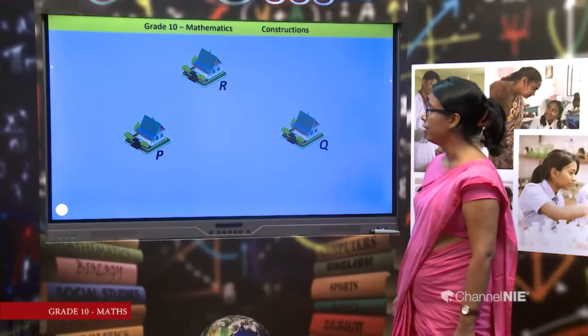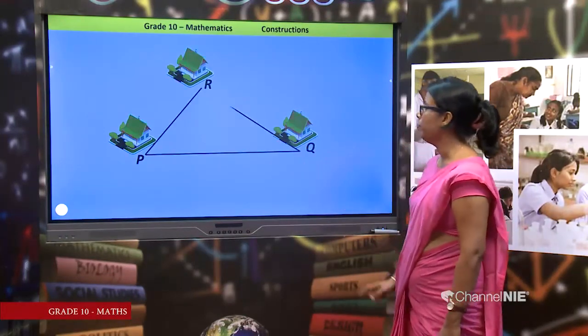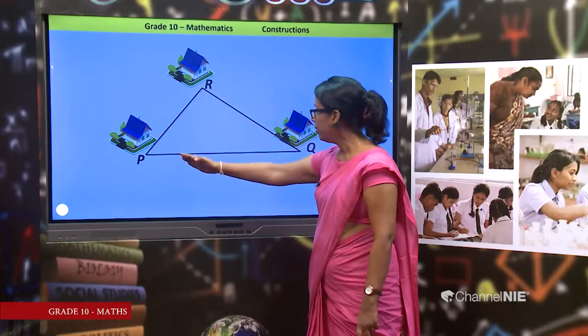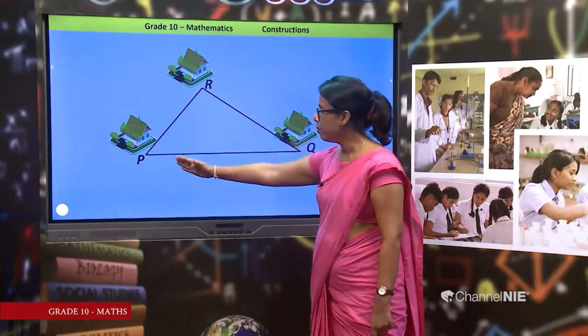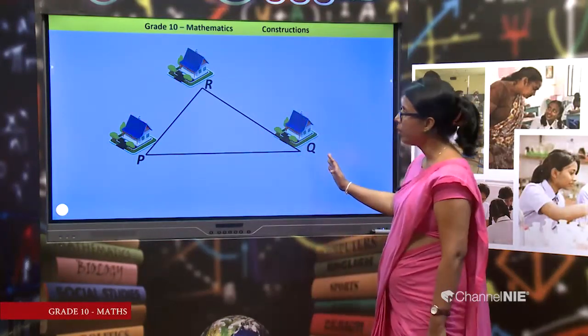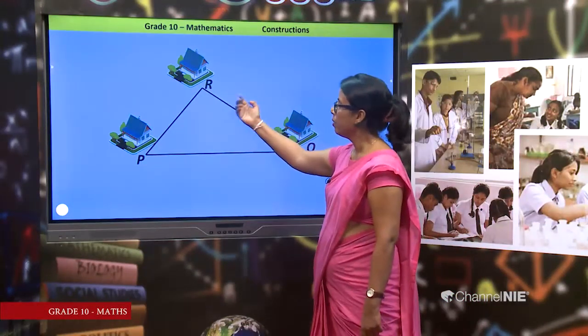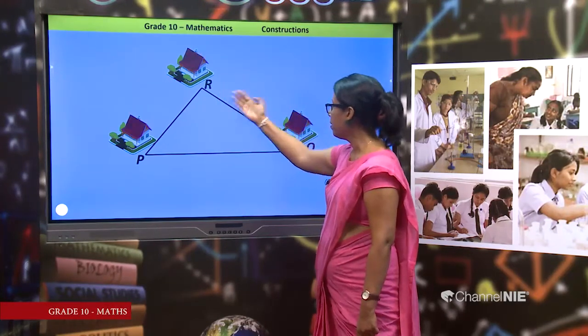Let's find the location. So let's join PQ as well as PR as well as RQ. After that, we can construct the locus of a point equidistant to P and R. That means the perpendicular bisector of PR. First we can construct the perpendicular bisector of P and Q. Or even if you want, you can construct P and R. Or you can construct R and Q.